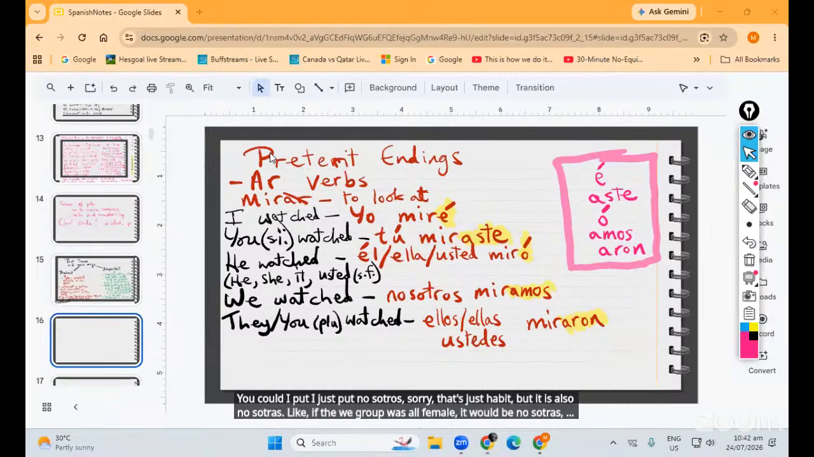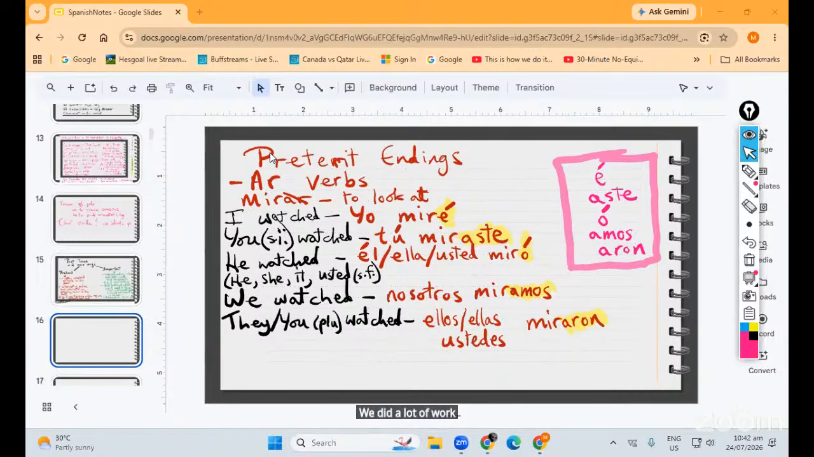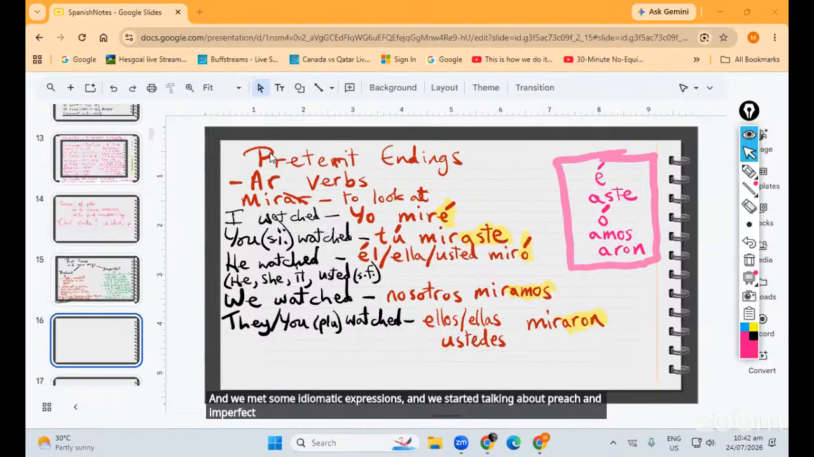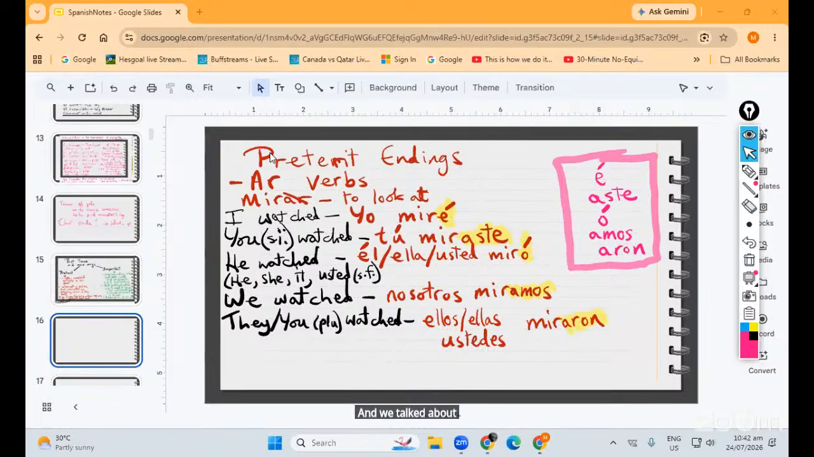All right, so let's recap what we did today. We spent our time looking at a passage on a visit to the zoo. We did a lot of work with vocabulary, and we met some idiomatic expressions, and we started talking about preterite and imperfect. We talked about when they're used, and how to form the preterite tense for AR verbs, right? Next week, we do preterite tense for ER and IR verbs, and hopefully we'll also get to the imperfect, right?